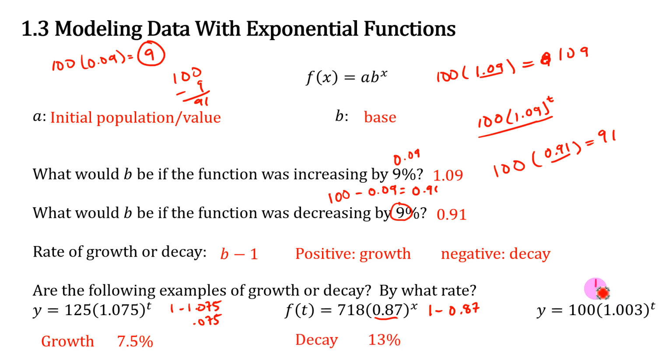Over here, 1 minus 1.003 would give me 0.3%. Okay, there you go. There's exponential functions.